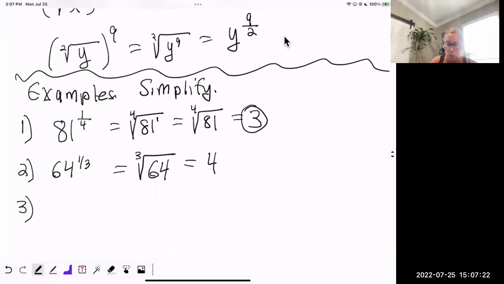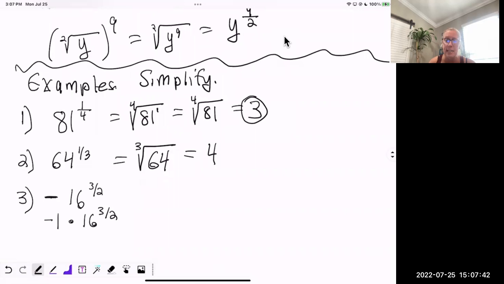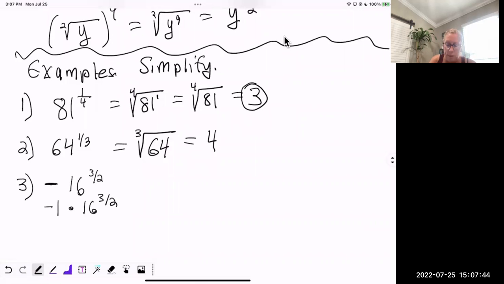Be really careful of this one. Negative 16 to the 3/2 power. Two reasons. See this negative? It is separate. It's like saying negative 1 times 16 to the 3/2. They're very separate. It's not negative 16. The only thing that's being raised to the 3/2 power is this.